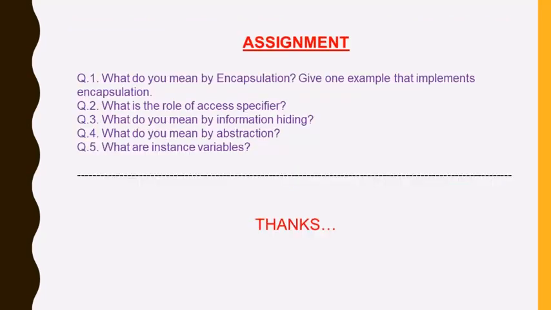Now I have prepared a small assignment for you. There are 5 questions in it. Please do these questions in your notebooks. And this is a very small chapter. Any doubts we can discuss in the class.